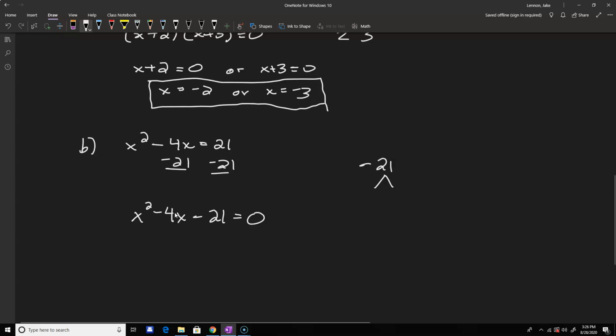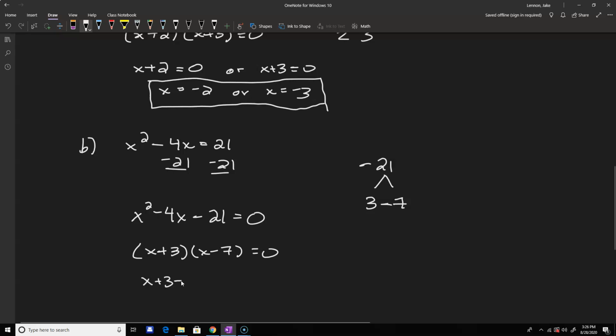So the correct way would be 3 and -7. So 3 minus 7 is -4, but 3 times -7 is -21. So that's how we factor here: x plus 3 times x minus 7. And then just split up the two equations.